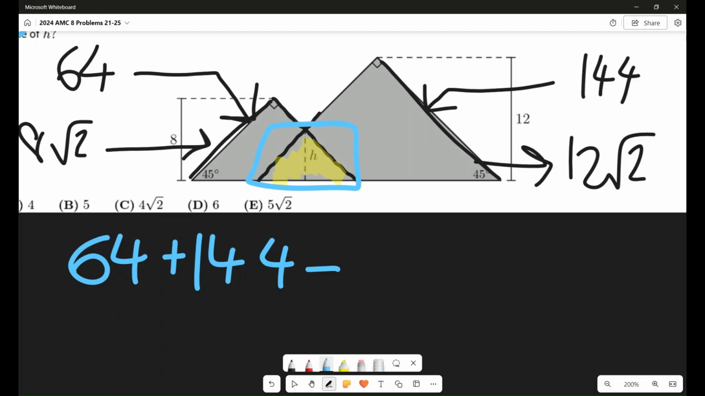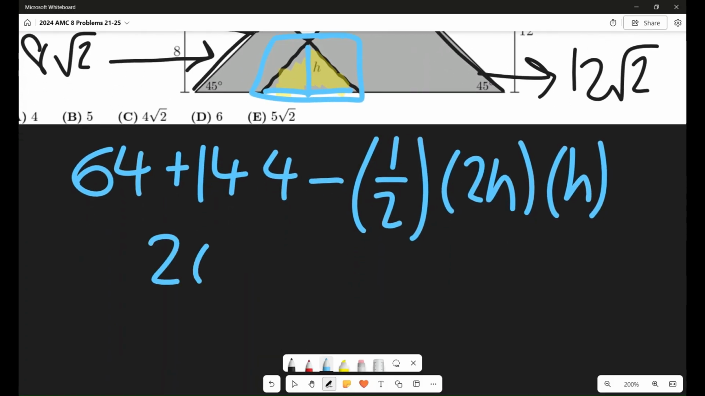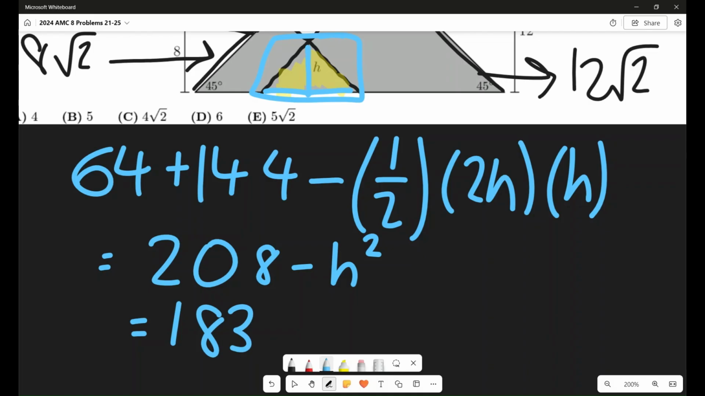So what is the area of that triangle? Well, here it's h, here we have h, here we have h. So it's 1/2 times the base, which is 2h, times the height, which is h. That comes out to 208 minus h squared, and that is equal to 183. Now we can solve it, and we get h squared equals 25. And since h has to be positive, our answer is 5, which is option B.